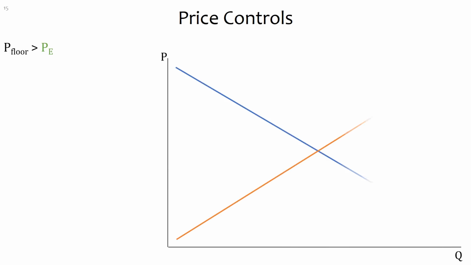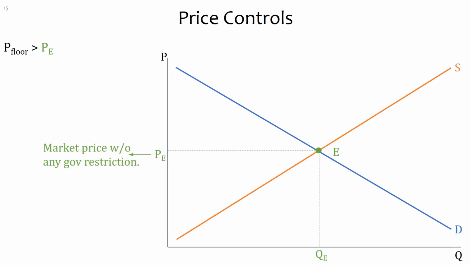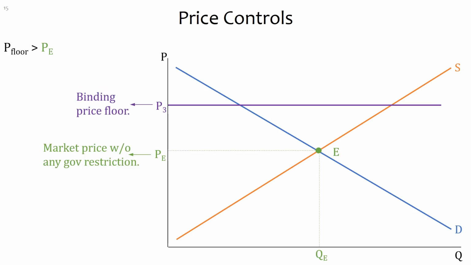Now let's look at a similar case with a price floor. Now the case with the price floor is exactly the opposite. An effective price floor should be too high, should be above the price of equilibrium. Okay, so we start with the same picture as before. This is before any government intervention. We have equilibrium price PE and equilibrium quantity QE, right? So let's say you have P3, which is above the market equilibrium price. That would be a binding price floor.